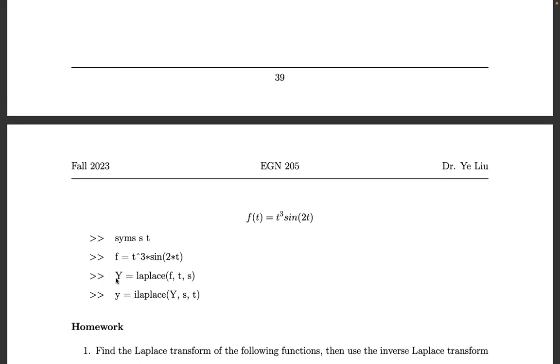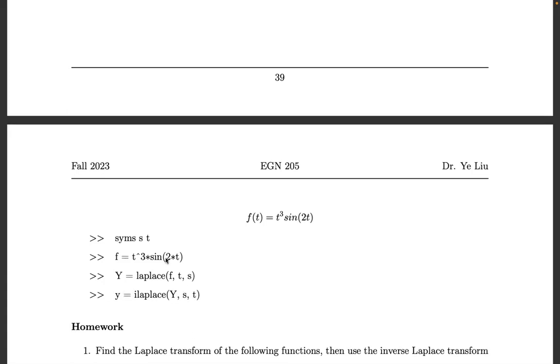Then after we get capital Y, we can convert back. Just use the inverse Laplace: small y equals ilaplace, where i is for inverse, of capital Y, s, t, from the s domain to the t domain.